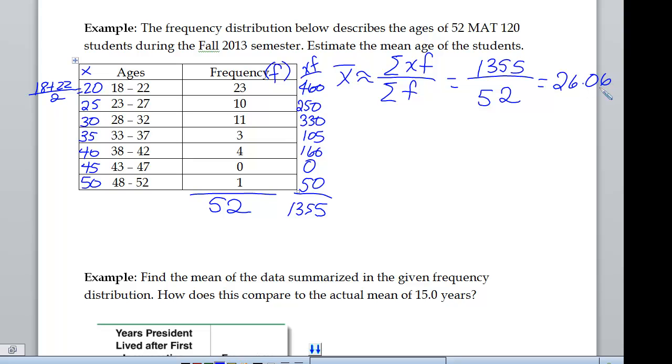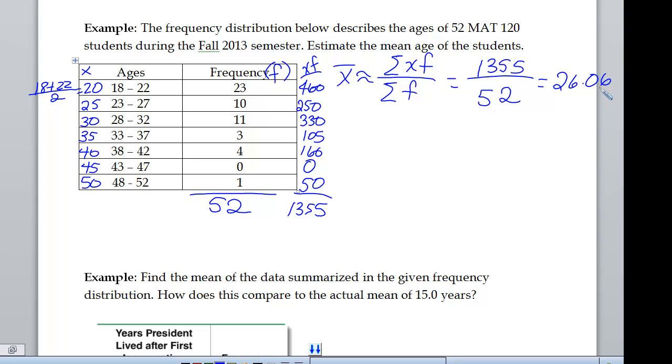26.06. Okay, so looking at the values and also the distribution, because we can't just look at the values, we have to consider how many are in each class. Do we think 26 is a pretty good measure of the center of our data? Okay, yes. Is it an exact value for our sample data? No. Okay, what's one of the advantages of the stem and leaf plot?